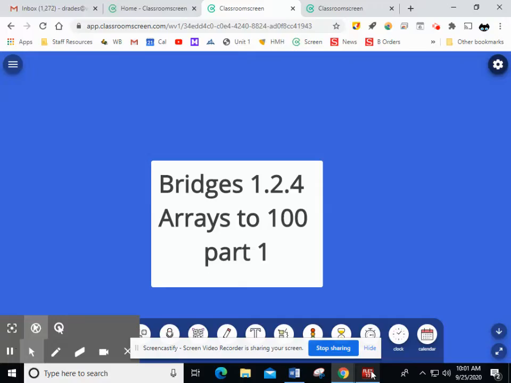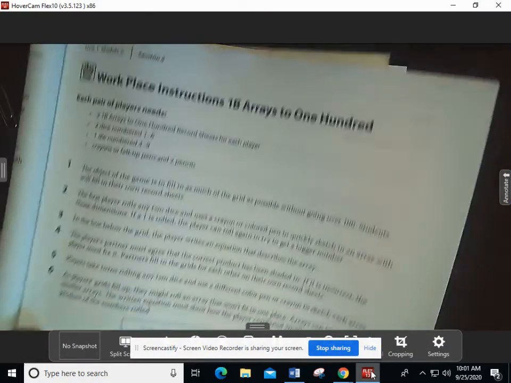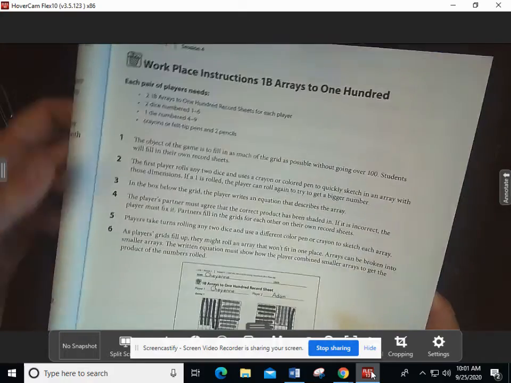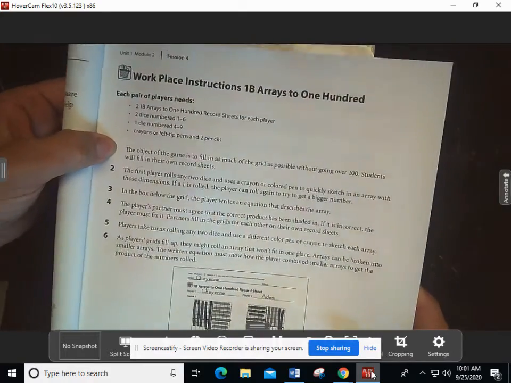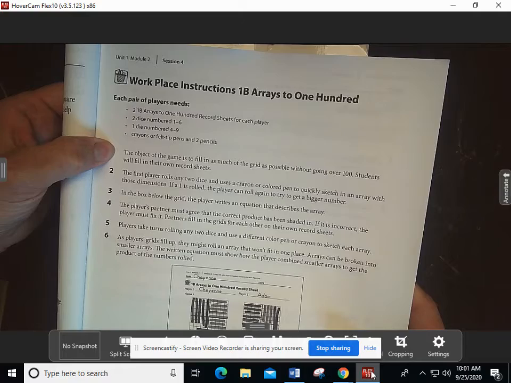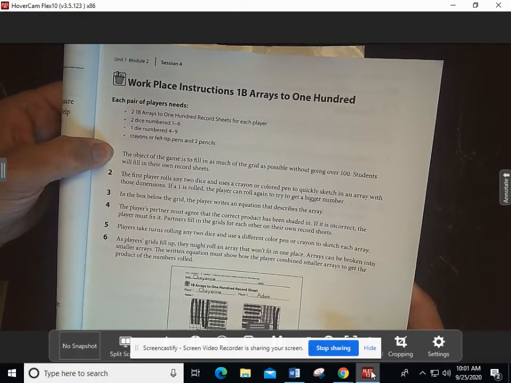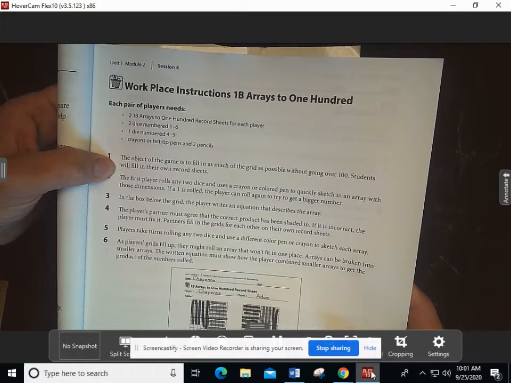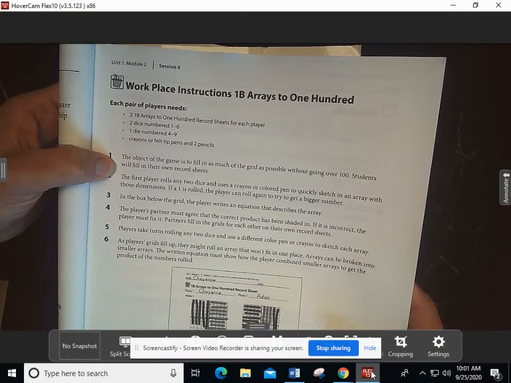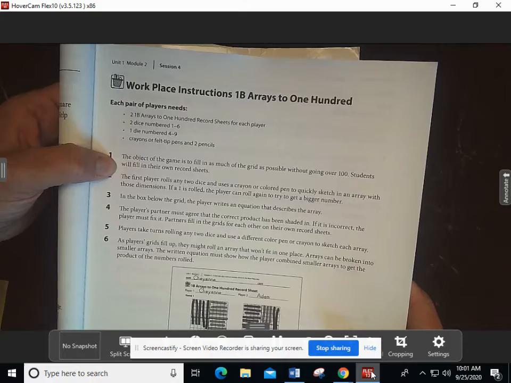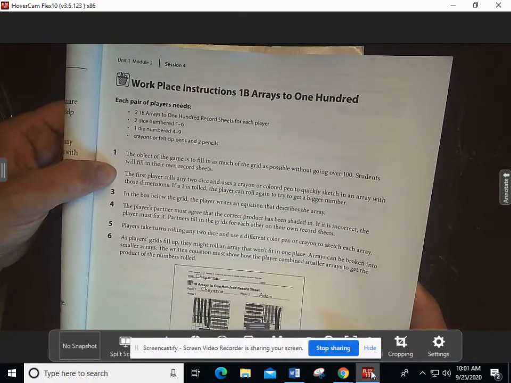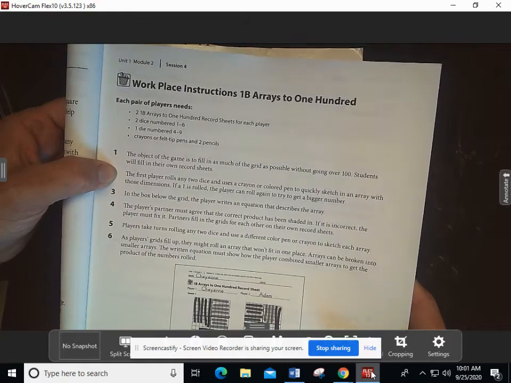Here we go. This game you're going to play is actually in your workbook, and the directions are here. It tells us right on top, number 1, the object of the game is to fill as much of the grid as possible without going over 100. Students will fill out their own record sheets. Students will notice that there is a front and a back to this, so you have the possibility of playing 4 games. The first player rolls any 2 dice.